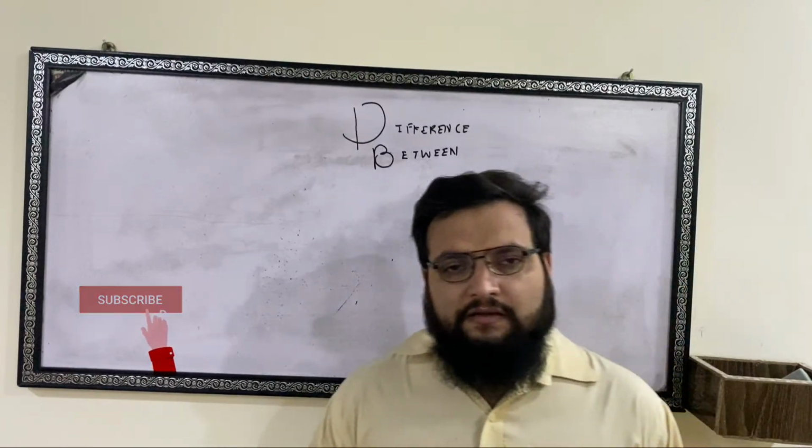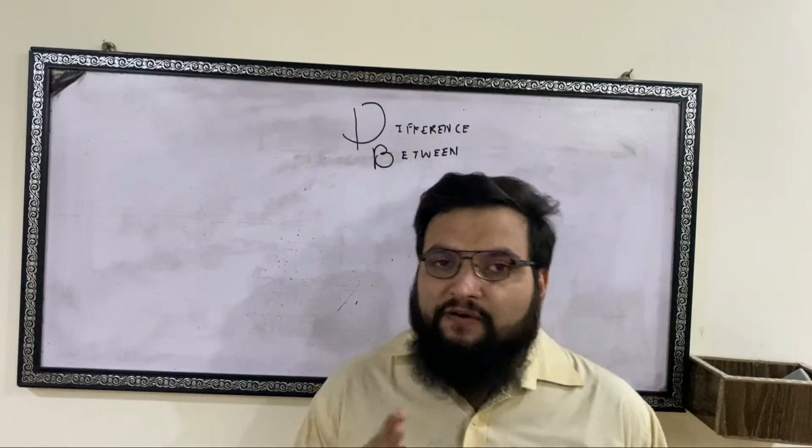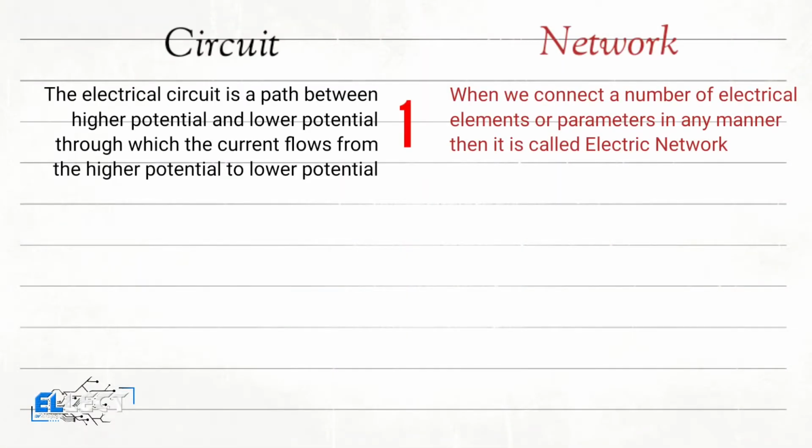A network may or may not have a function. In a network, current can flow in the path where the network is closed, but when the network is open, current will not flow through it.